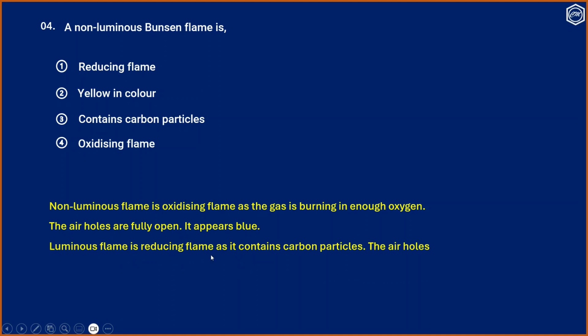Luminous flame is a reducing flame as it contains carbon particles. The air holes are fully closed and a partial burning of gas occurs. Luminous flame is yellow in color. So the correct answer is 4. Non-luminous flame is an oxidizing flame.